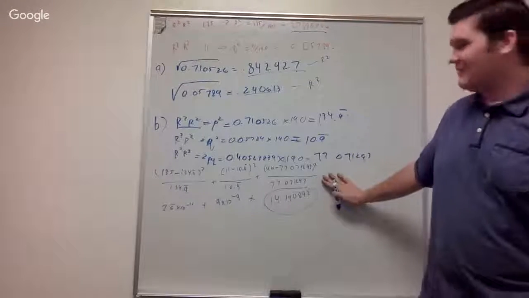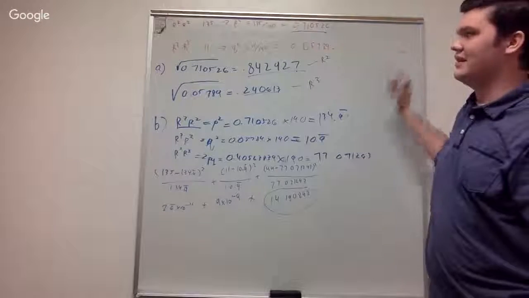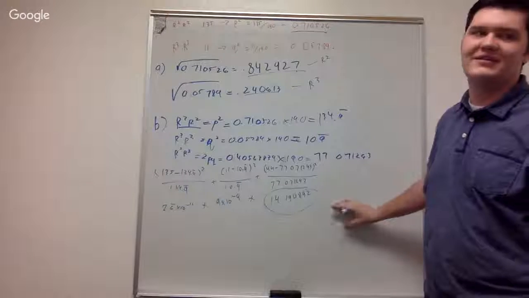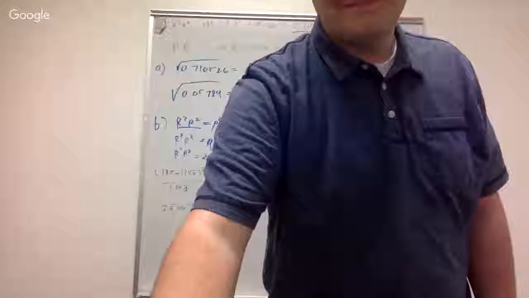When you look at the table, that means we reject the null hypothesis, which means that this population is not in equilibrium. There is some sort of evolution occurring. You know what? I have faith.